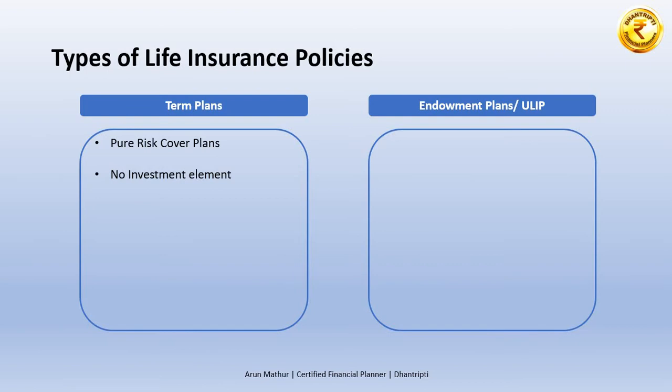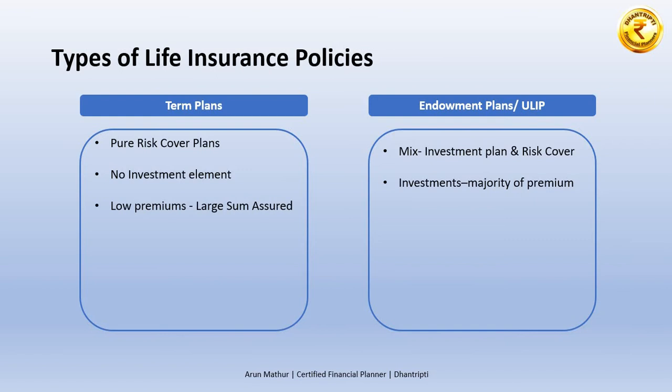They do not have any investment element. Whatever premium you are paying is basically to cover your risk, and no part of the premium is put as an investment. On the other hand, endowment plans are basically a mix of an investment plan and risk cover. Here, the majority of the premium you pay goes as an investment. It is invested in certain debt instruments. Not risk-free, but they have little risk associated with them, and therefore your money also grows over time. Such plans are called endowment plans.